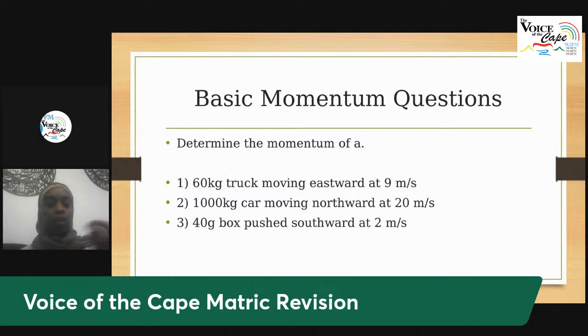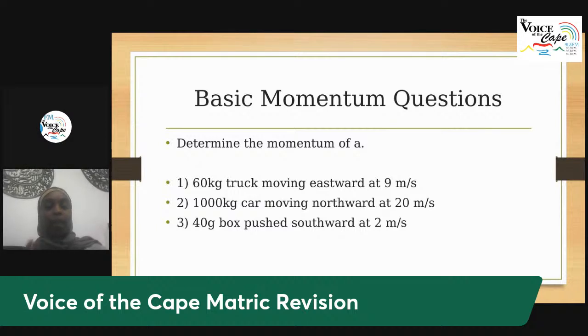So let's look at basic momentum equations. Because they are quite simple, we are just going to explain them verbally and understand them. The first one is: determine the momentum of a 60 kilogram truck moving eastward at 90 meters per second. Let's go back to grade 11 quickly. Momentum is a vector, and a vector needs to have what? It has to have magnitude and direction. That is a vector.